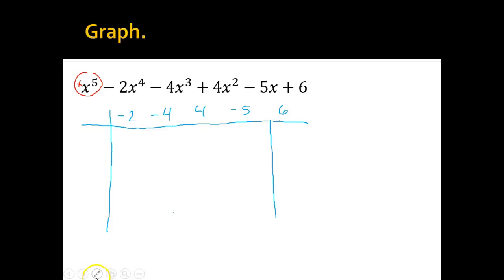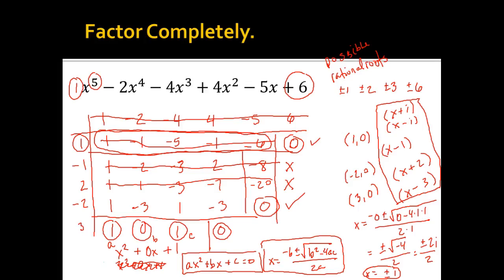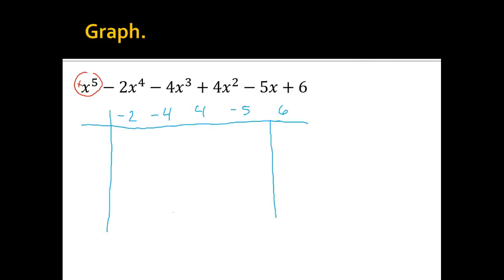So we're not going to use any of the numbers that we've already discovered are roots. Let's remind ourselves what those are. So 1, 3, and -2. So I'm going to write those down. So (3, 0), (1, 0), and (-2, 0) are already points that we know. And then there's another point that we know.